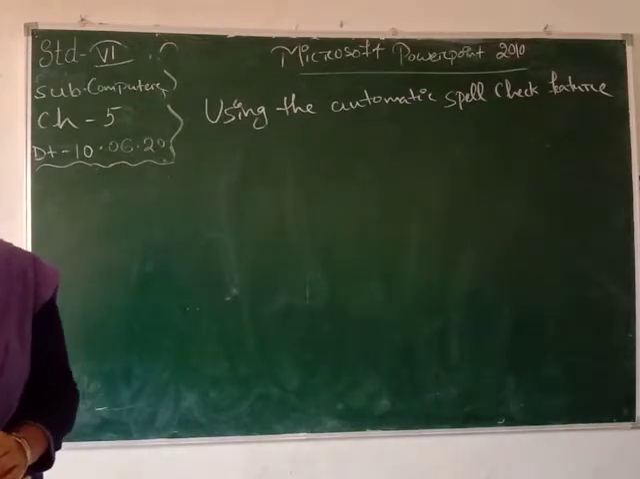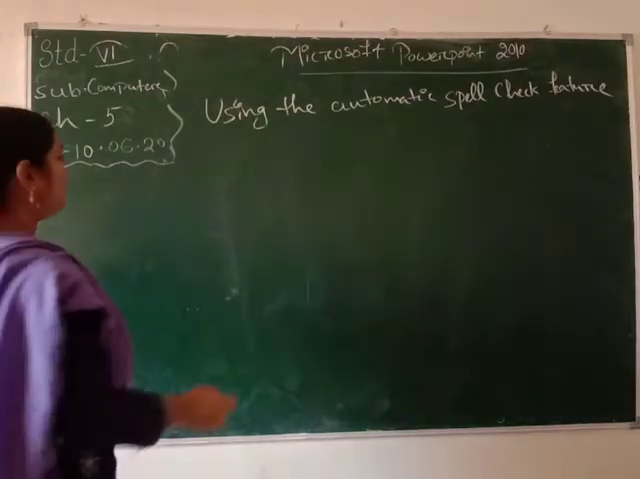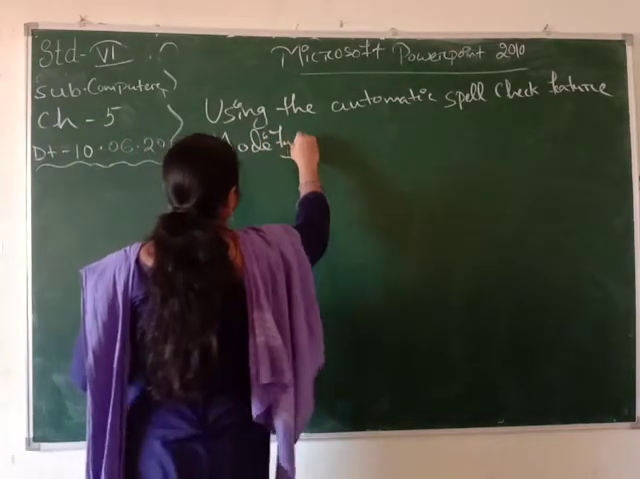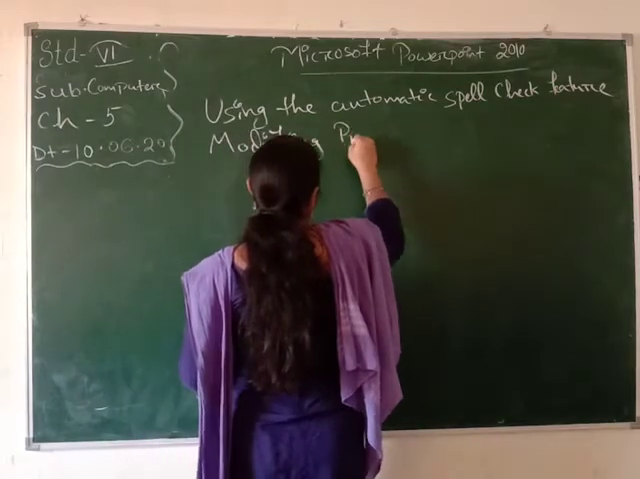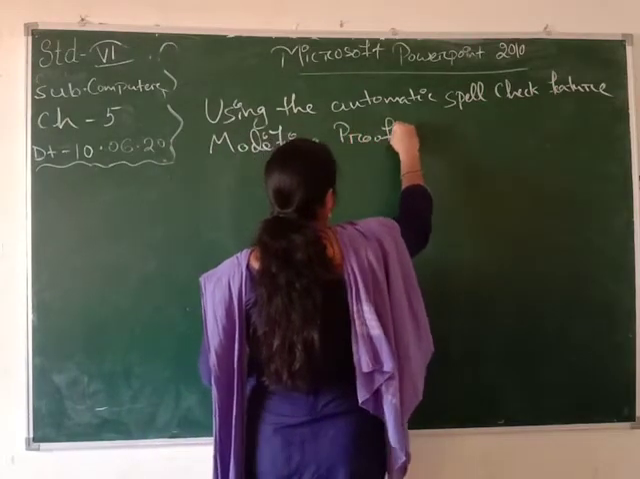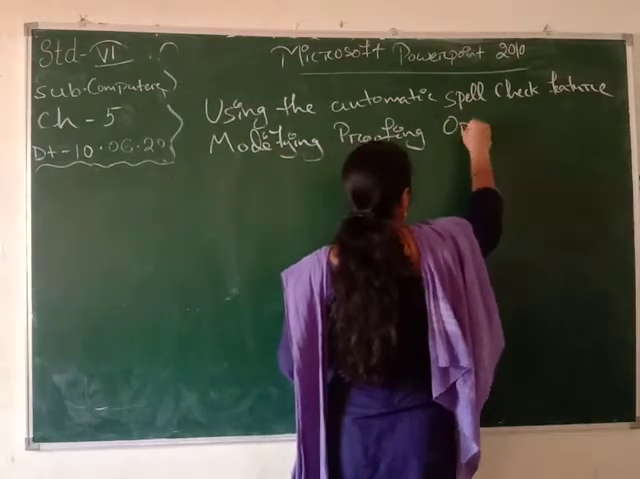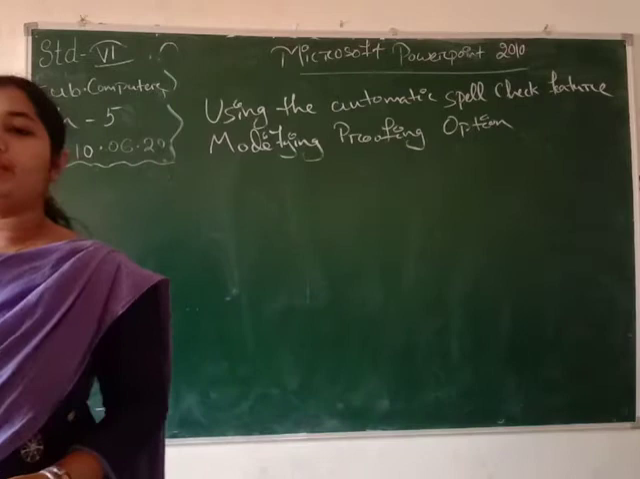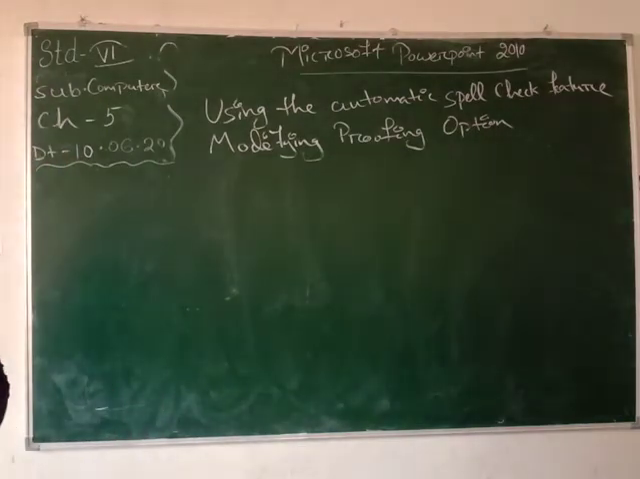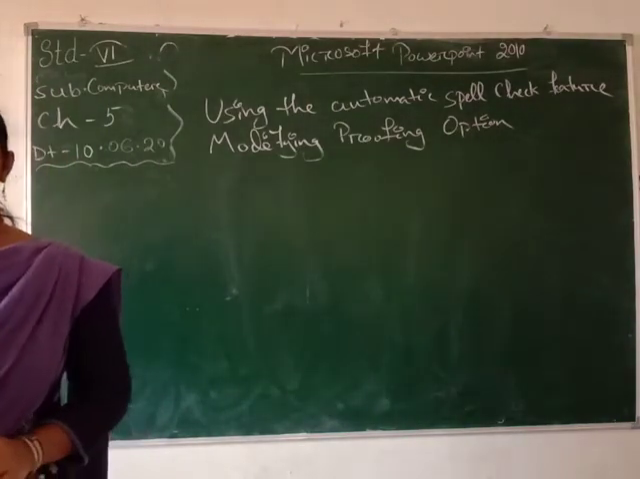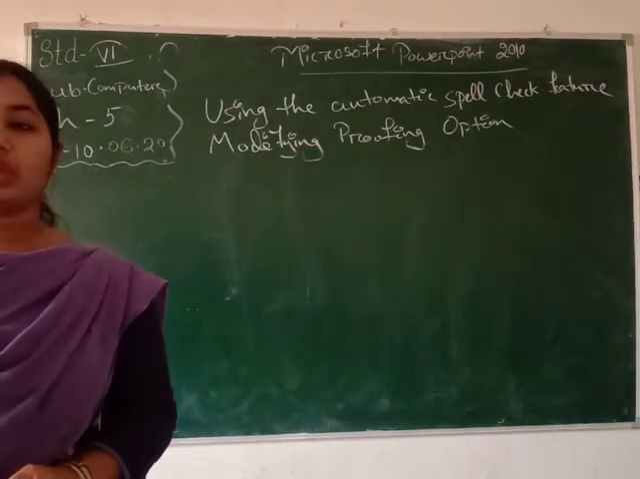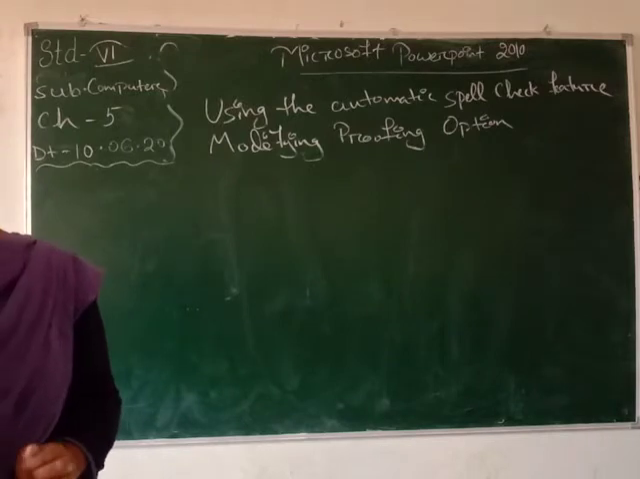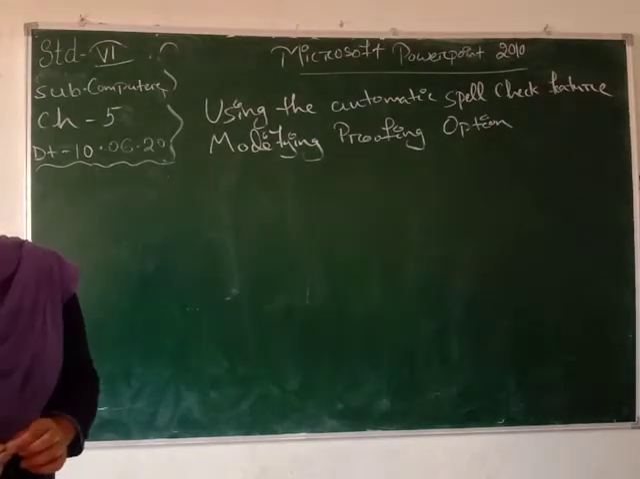So next is modifying proofing options. In customizing proofing options, PowerPoint gives us the ability to change the way it addresses spelling errors, including automatic spell check and contextual spellings.